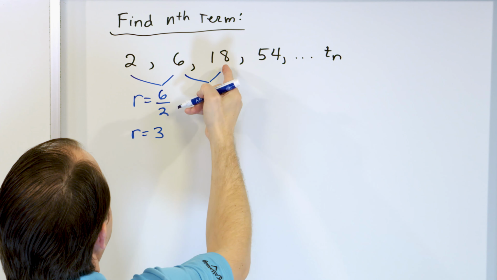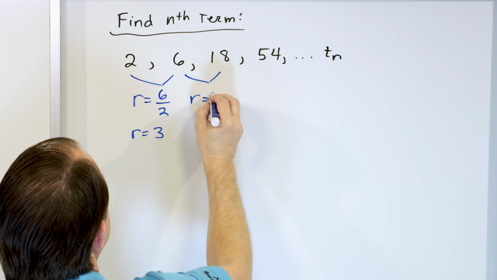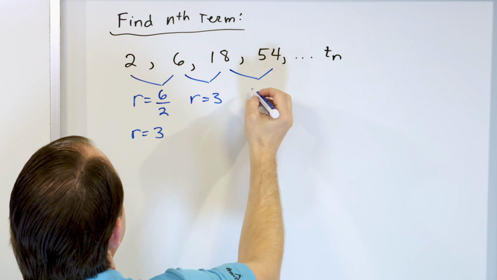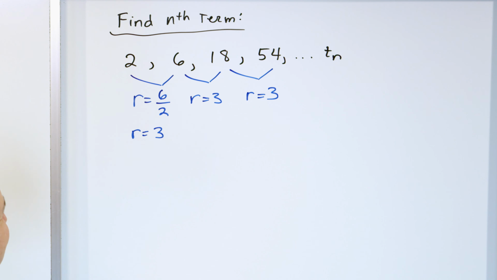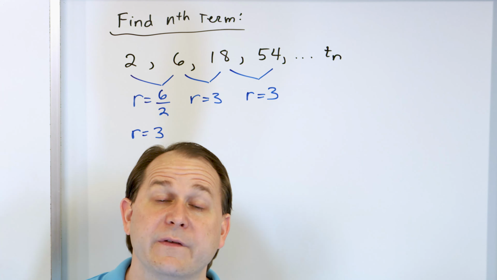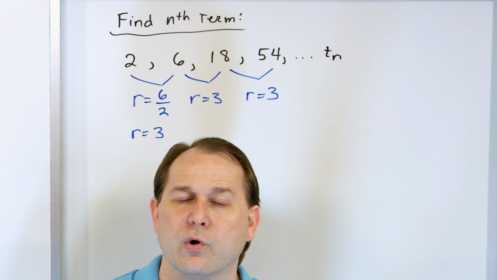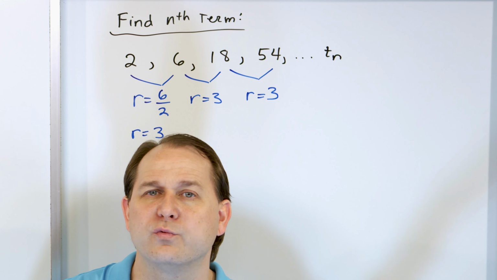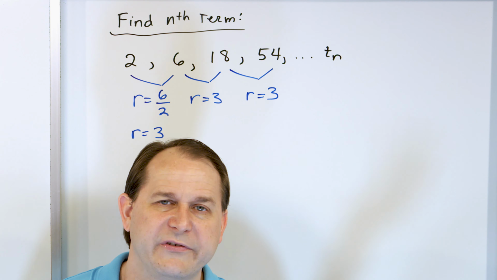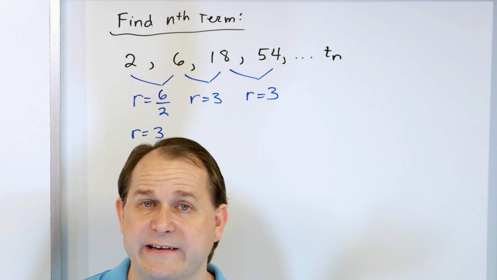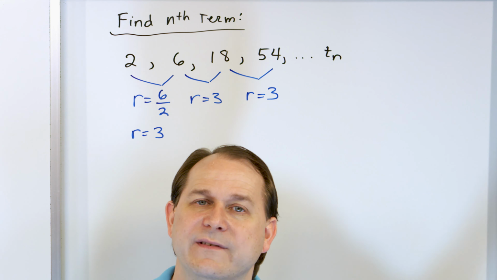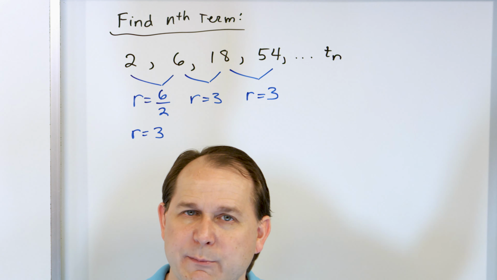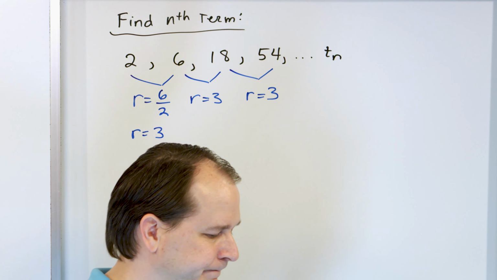And you do the same thing. 18 divided by 6 is 3. You do the same thing here. 54 divided by 18 is again 3. The ratio is the same in all cases, so this is a geometric sequence. If one of these ratios was different than 3, like if the first two had a ratio of 2, but the third one had a ratio of 1 or 4 or 6 or whatever, then it's not a geometric sequence. For it to be a geometric sequence, every pair of terms in the entire sequence has to have this common multiplier, or you can think of it as the common ratio.